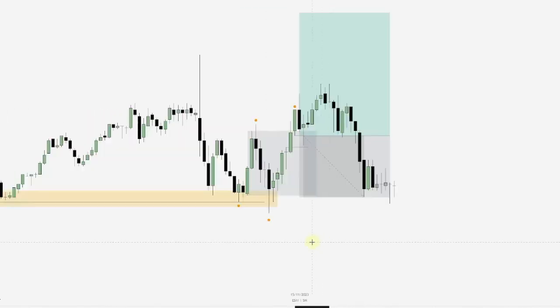You can see in this example, we swept sell-side liquidity after the open. We displaced through the breaker block. We created a unicorn model, took an entry, and then it stopped us out. Losses are inevitable in trading, and that is why I show this example.